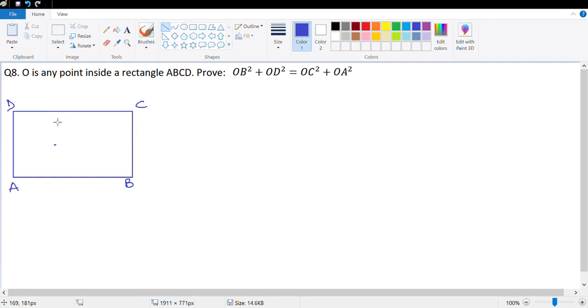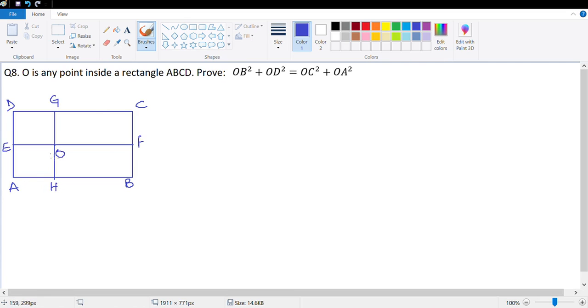So let's draw a perpendicular. Why am I drawing a perpendicular? Because since this is Pythagoras theorem, I will need a right angle triangle. So let me create the right angle triangle here. Let this point be O. Let this be E, F, G and H.